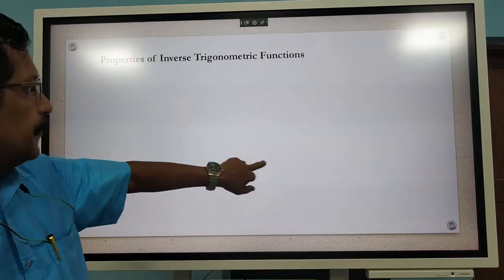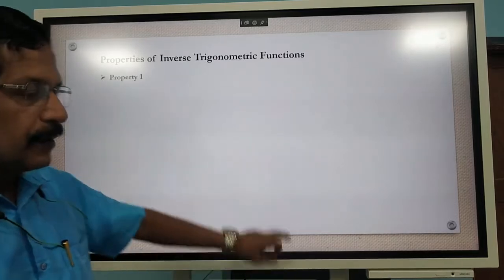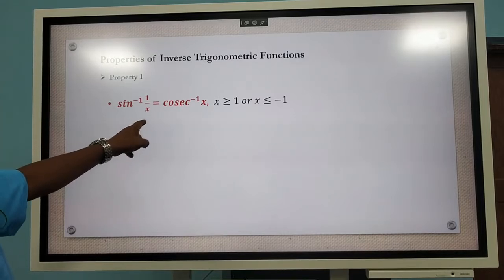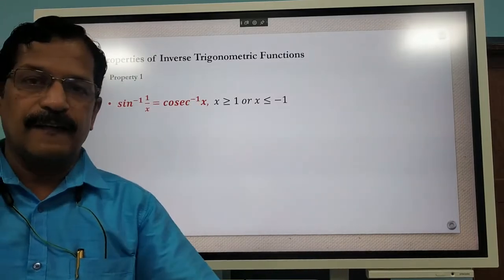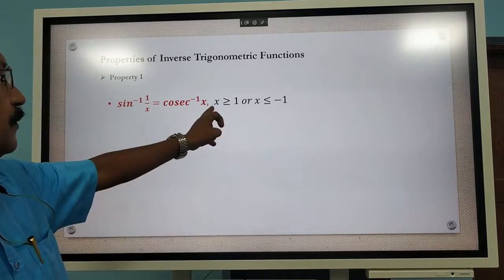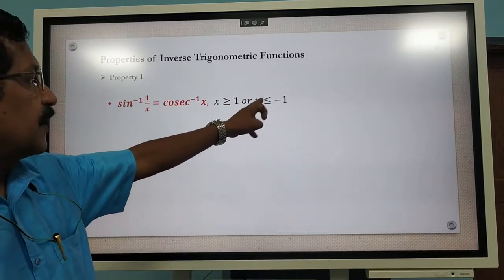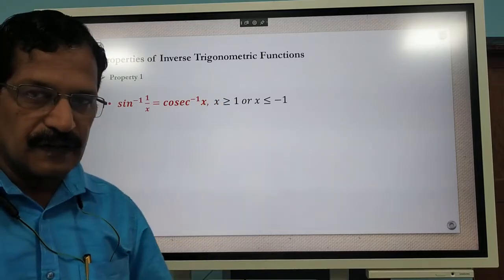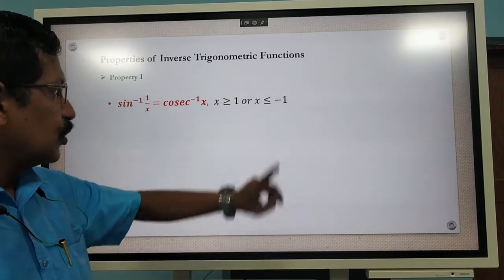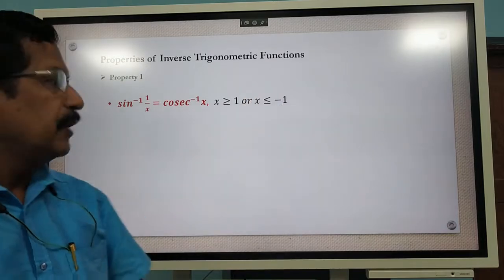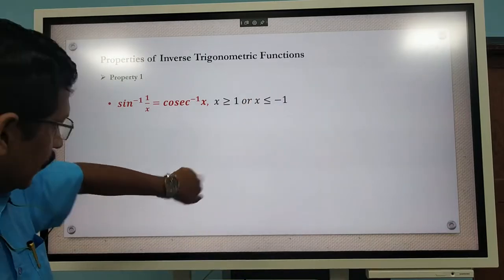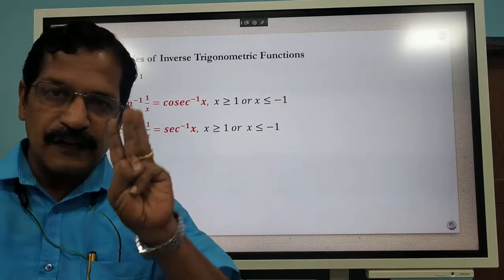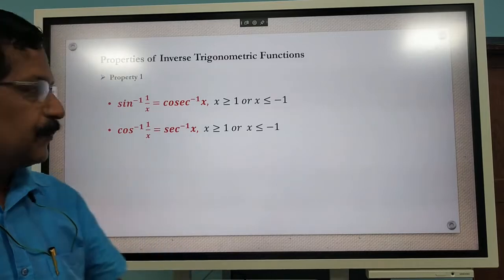The first property, property number 1. Sin inverse 1 by x equal to cosec inverse of x, where x greater than or equal to 1 or x less than or equal to minus 1. That is the range of cosec inverse. In this property 1, there are a set of 3 properties.